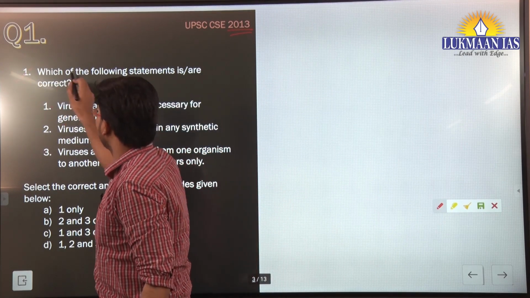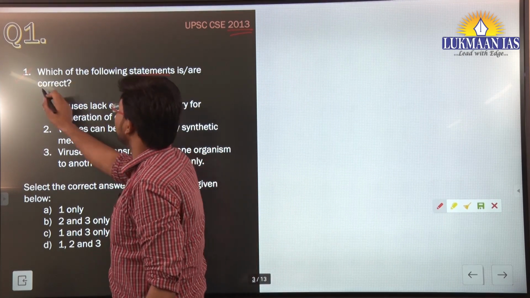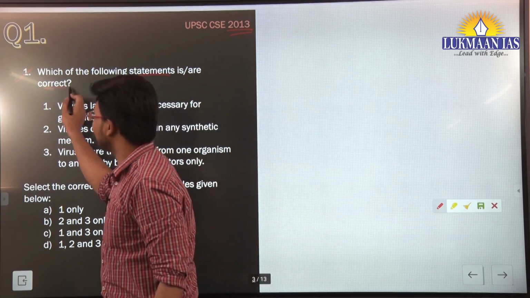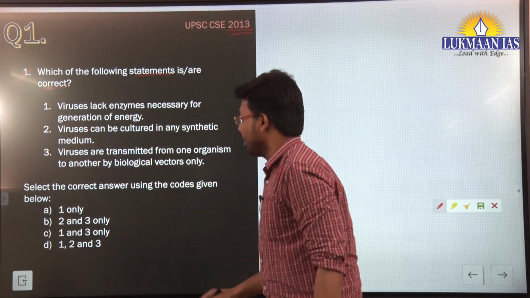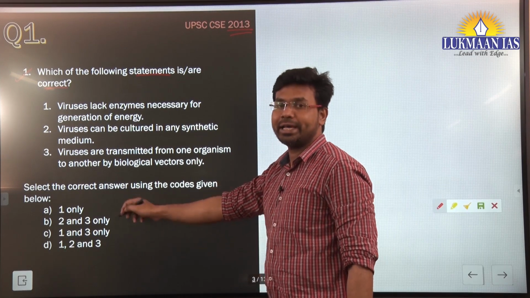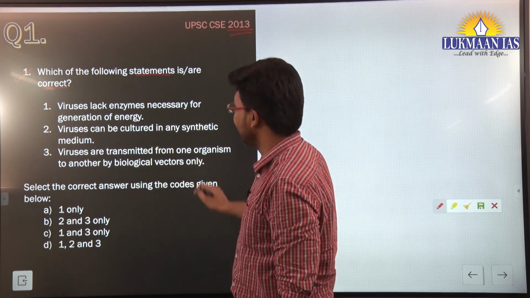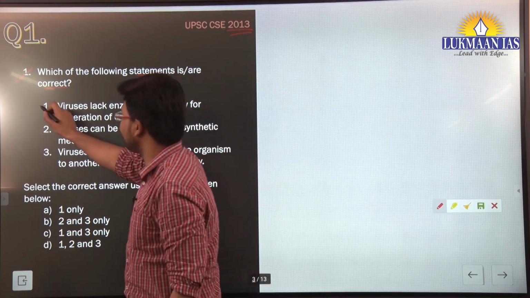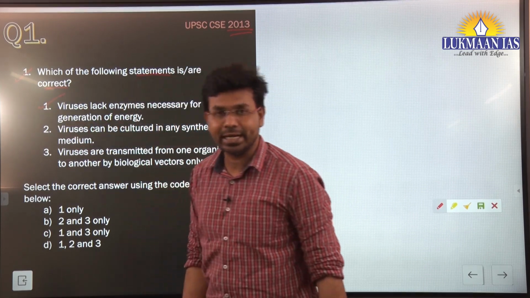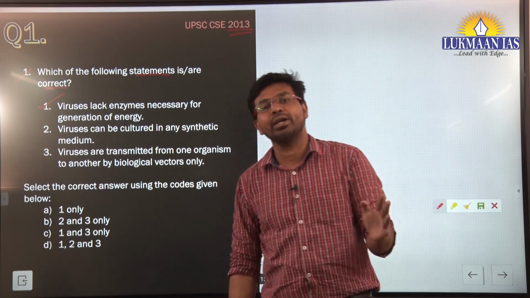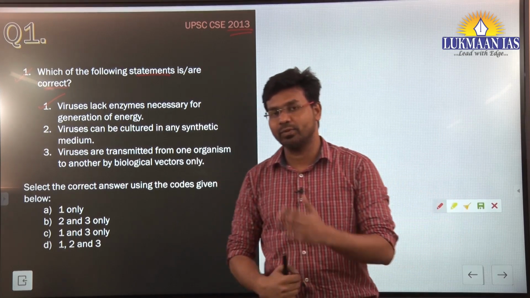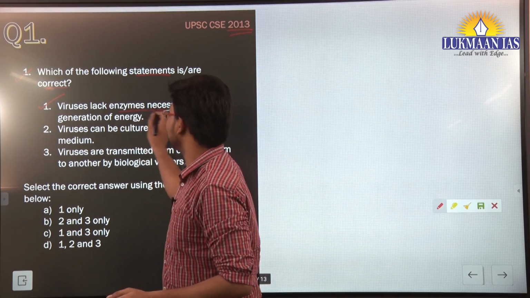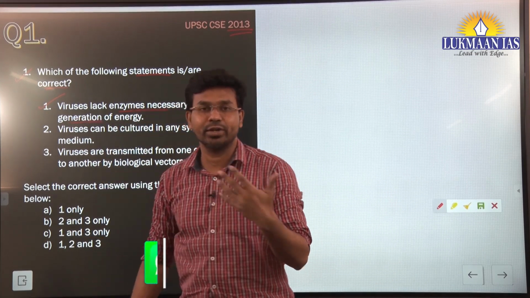It says, which of the following statements is or are correct. Now they have directly said we have to find out the correct statements from here, and then identify the answer having the correct code. It says viruses lack enzymes necessary for generation of energies. Yes, this is correct because viruses are not living entities. So viruses are those entities that lack enzymes necessary for the generation of energy.